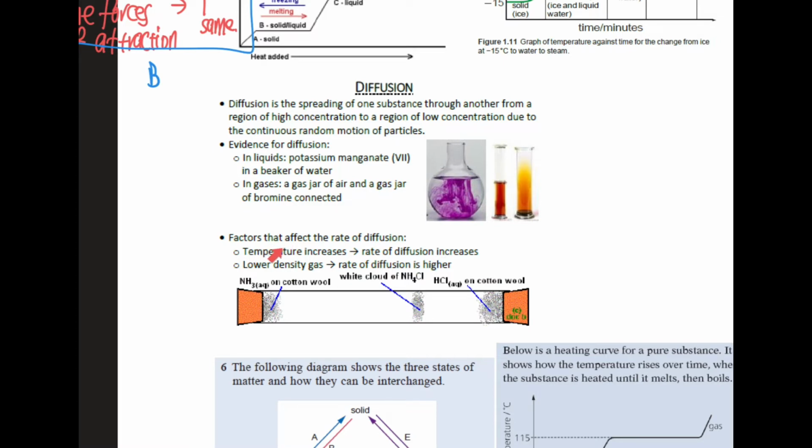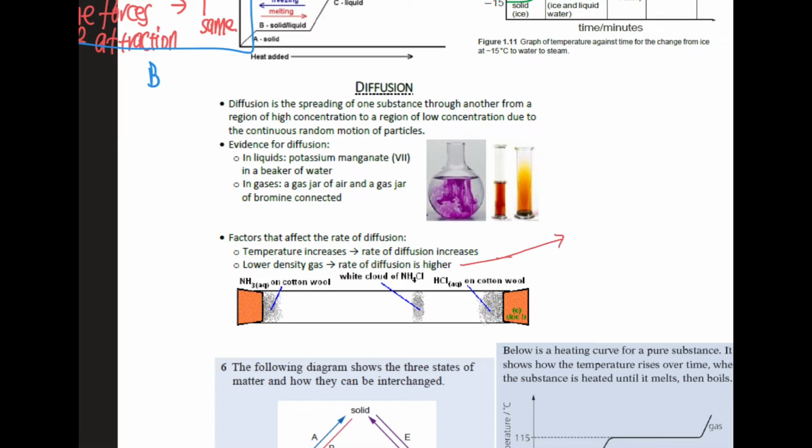Okay, so just now we are talking about factors that affect the rates of diffusion. The first factor is temperature. If the temperature is higher, the rate of diffusion is higher. The second factor that affects the rate of diffusion is the density of the gas. If the gas has lower density, basically it means light. Okay, the gas is light. Then the rate of diffusion is higher.